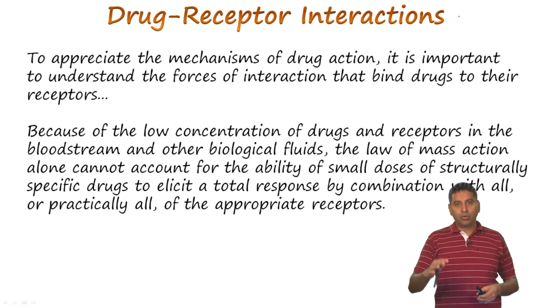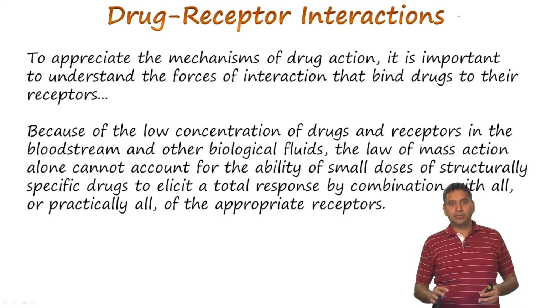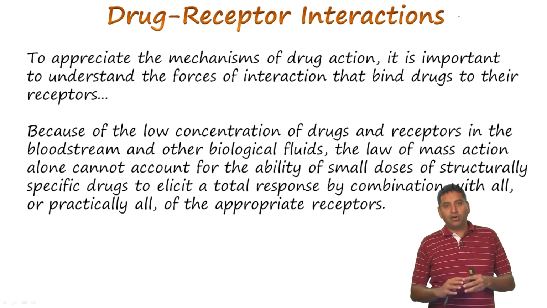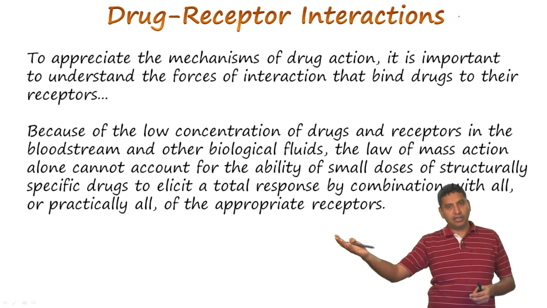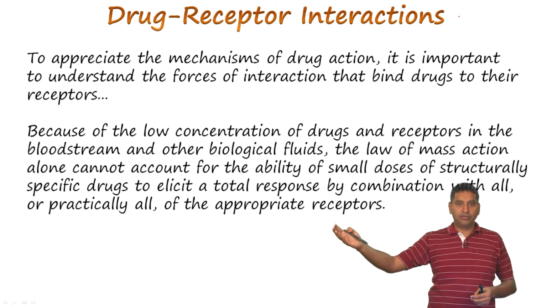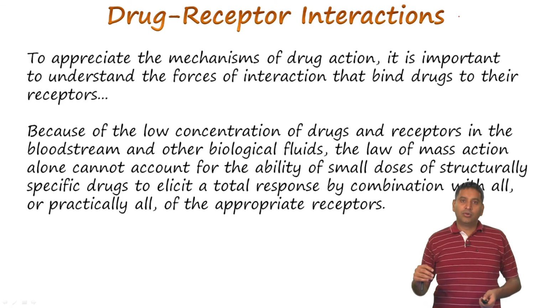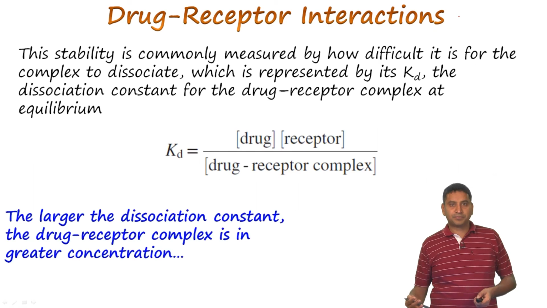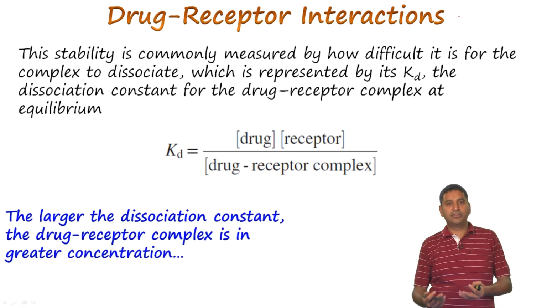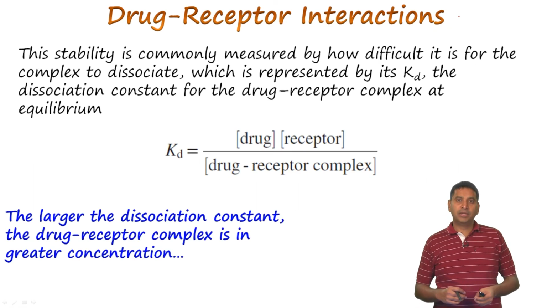Now, because of the low concentrations of drugs and receptors in the bloodstream, the law of mass action alone cannot account for how small doses of these specific drugs elicit such a large difference in the biological system. So, what we need to understand is how this amplification effect happens. In order to understand that, let us define certain terms now.